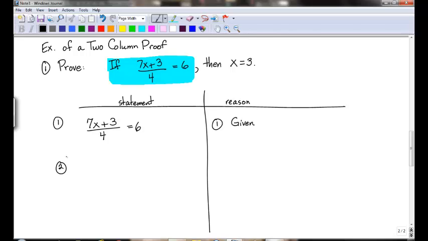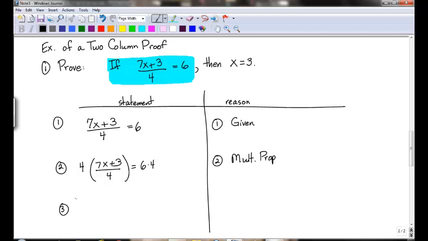Okay, the first step, and then you just basically go through how would I solve this. The first step on this, you want to get the 7x plus 3 by itself, so you have to get rid of the 4. Multiply by 4 on both sides. So if we multiplied by 4 on both sides, okay, and we just went through the property. And it's okay. I'm okay on abbreviating all of them except substitution and subtraction. Okay, so that's just called multiplication property is the reason.